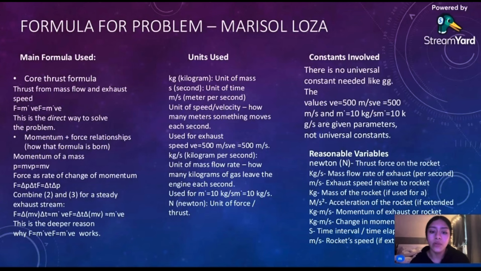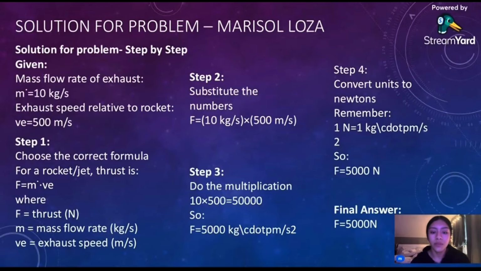Relevant variables: newton, thrust force on the rocket; kg/s, mass flow rate of exhaust per second; m/s, exhaust speed relative to rocket; kg, mass of the rocket if used for a; m/s², acceleration of the rocket if extended; kg times m/s, momentum of exhaust or rocket; change in momentum; s, time alternative.